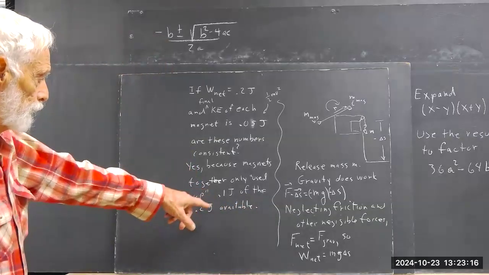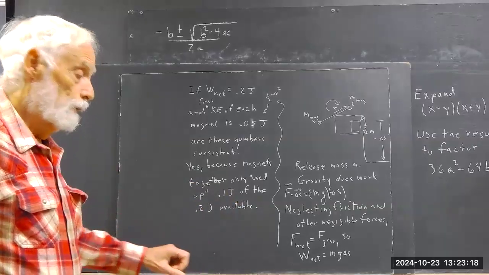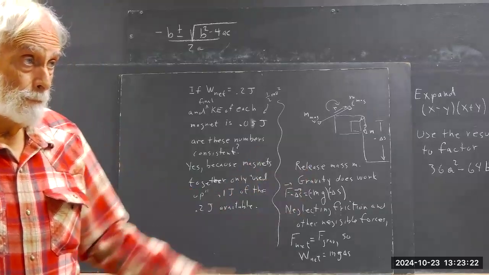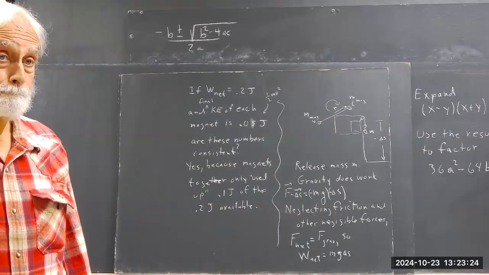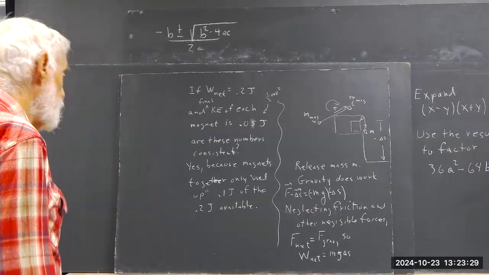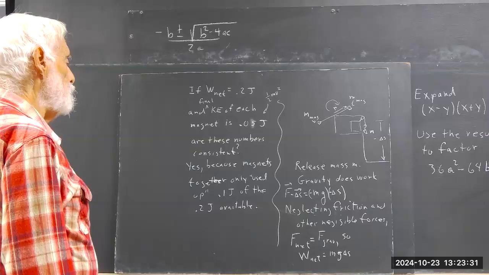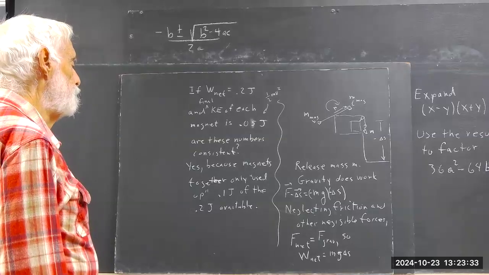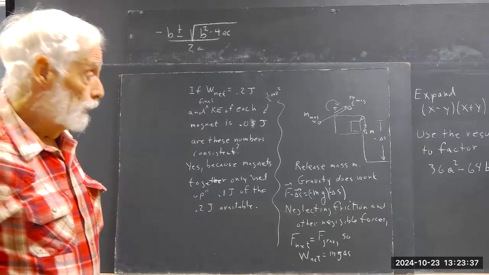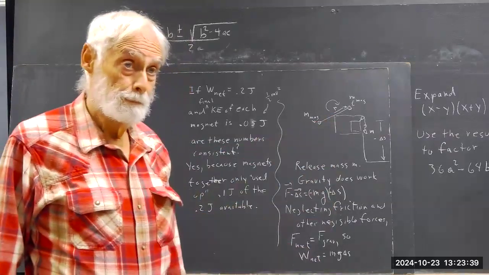I say yes, because the magnets together only used up 1/10 of a joule out of the 2/10 of a joule that was available. Make sense? Okay. Where's the rest of it? Well, a little bit of it was lost to friction.